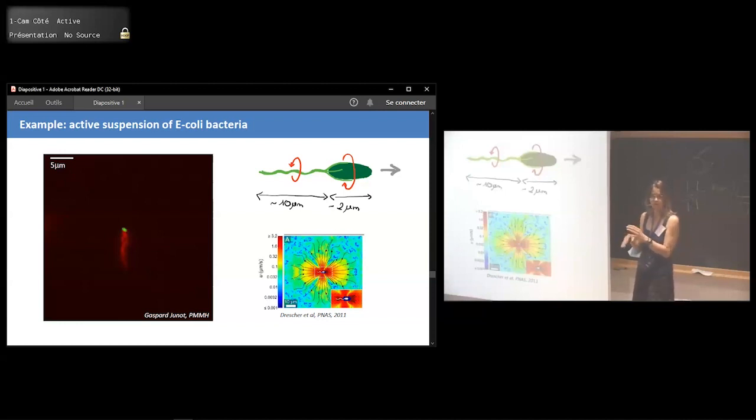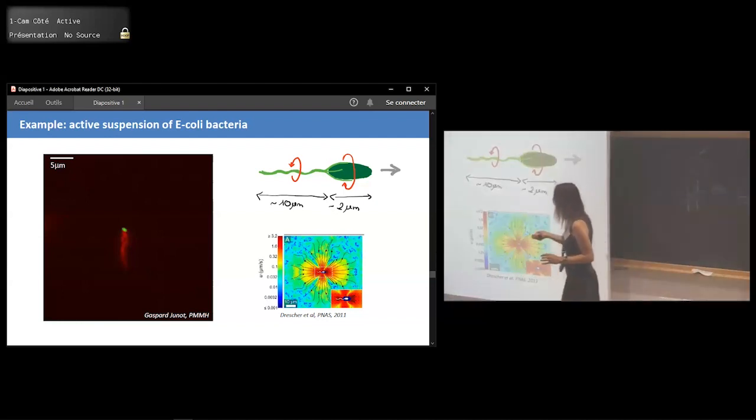When they're very happy, if there's a lot of food, they will change direction a lot. So they will stay very localized. And if there's nothing to eat, they will actually swim long distances before they change direction to explore space and find a better position. But for our purpose, let's just say, okay, I have these bacteria, they actually swim in the fluid, they locally inject energy by their metabolism to move.